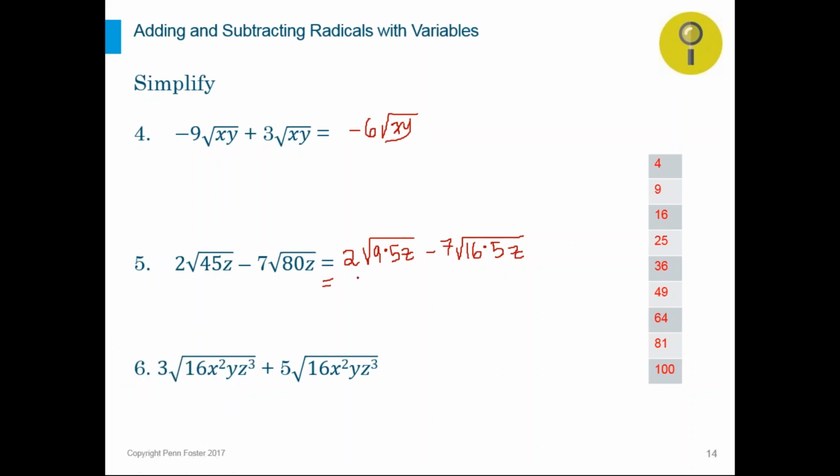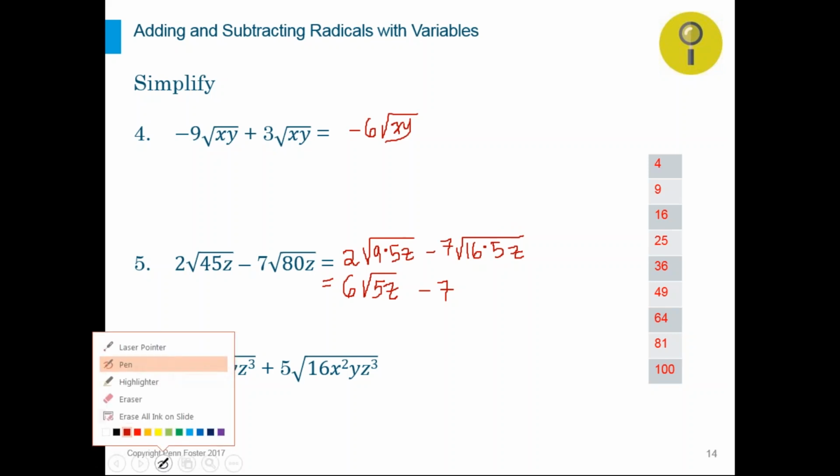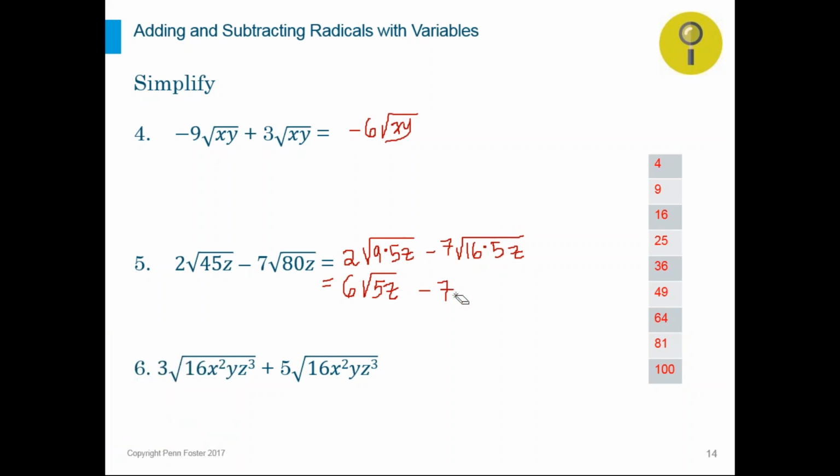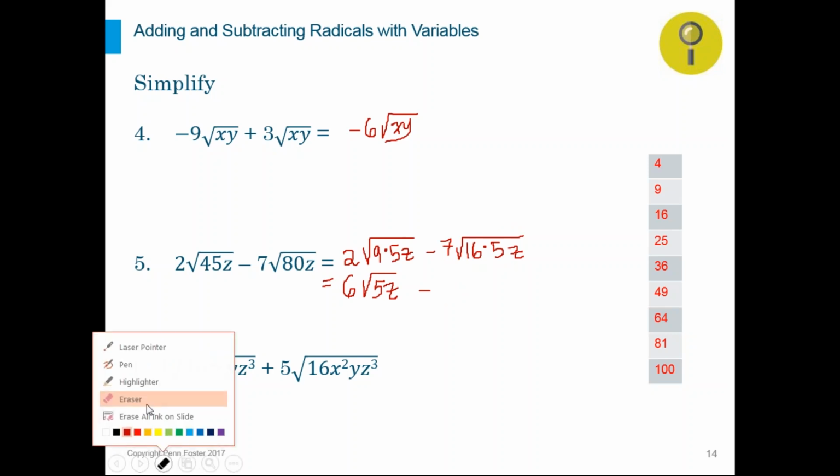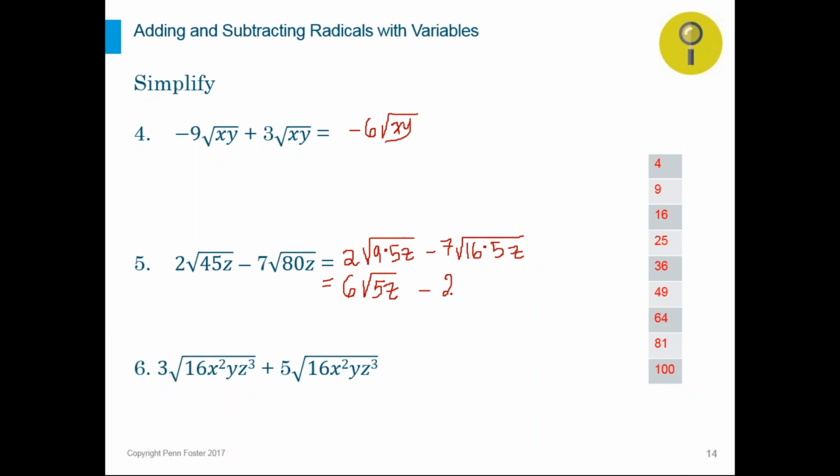here. So again, the square root of 9 is 3. 3 times 2 is 6. The square root of 5z. And 5 is just square root of 5. We cannot simplify that further. Minus 7. And then times 4, because the square root of 16 is 4. 4 times 7 is 28. So let's make it short and write the 28. I'm done with the 16 here. So what I have left over is 5z.